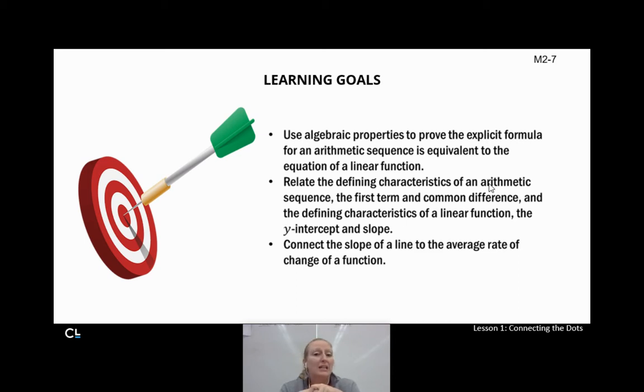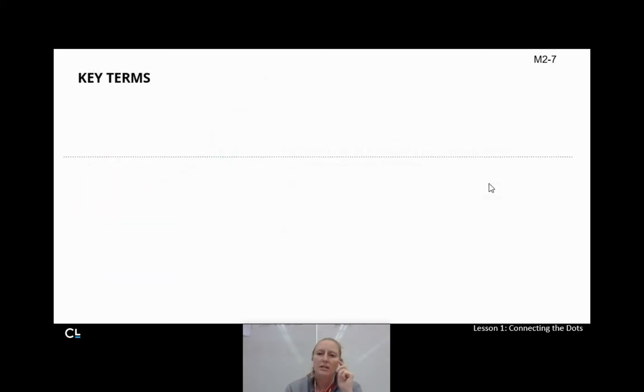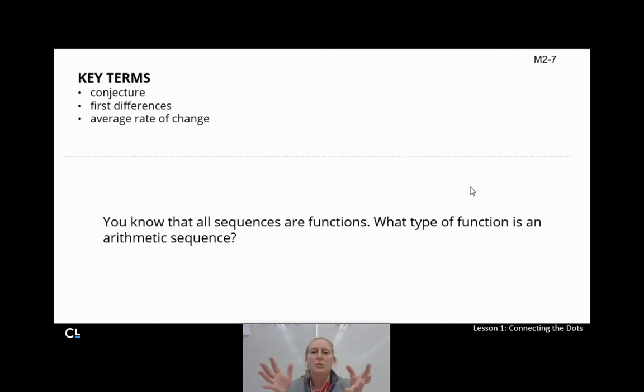We will also connect the slope of a line to what we call the average rate of change of a function, and we'll be hitting that later on. So as we go through the next couple of days, some of the key terms you're going to see will be conjecture, first differences, average rate of change. That's a big one. We're going to come up on it in the next couple of days. So you know that all sequences are functions. What type of function is an arithmetic sequence? I'm hoping you remember what type of function arithmetic sequences give us.